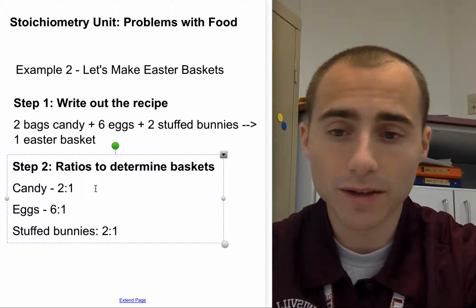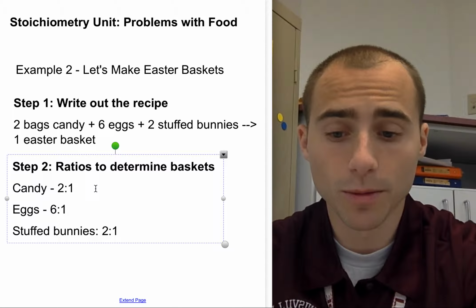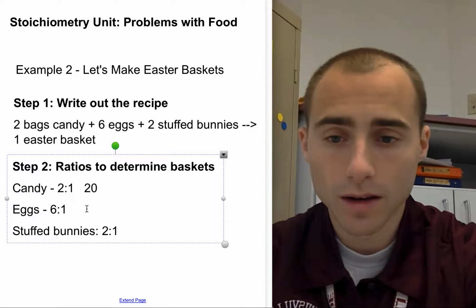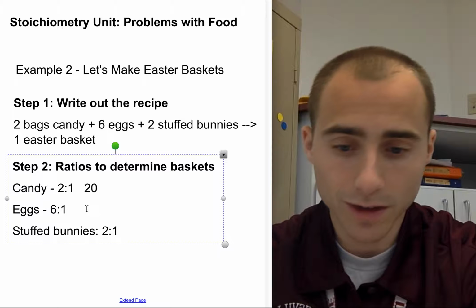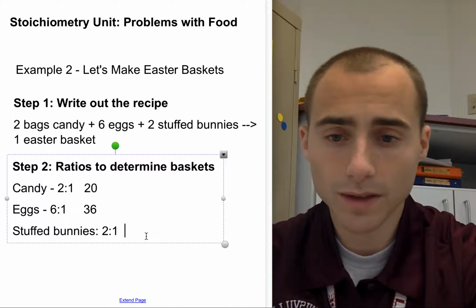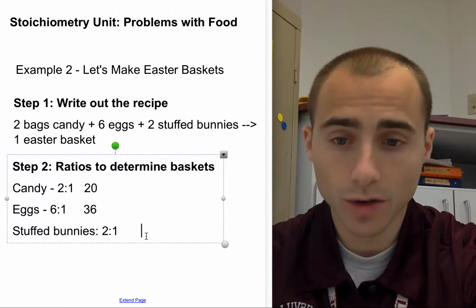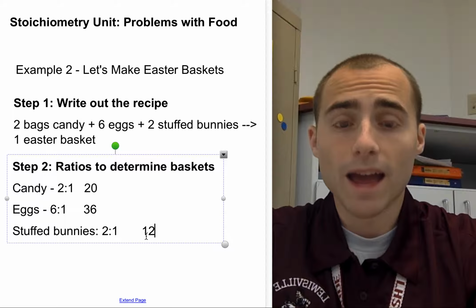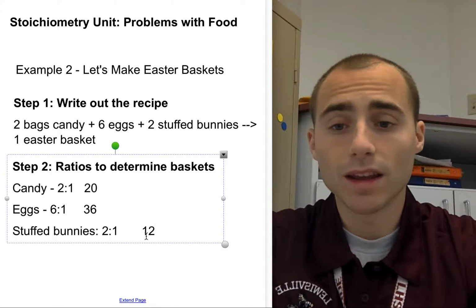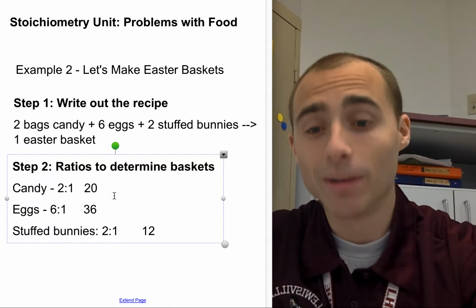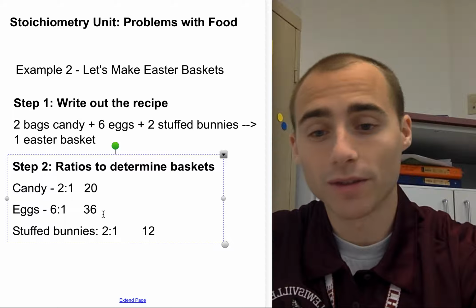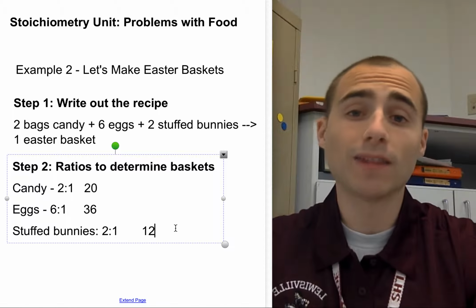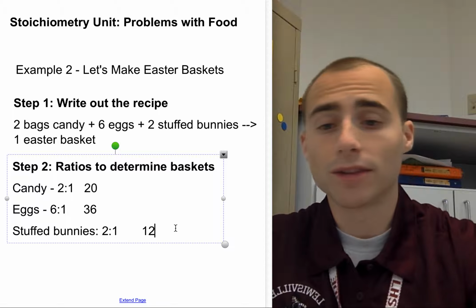Now, how many bags of candy have we actually been given? Look back at our problem. We've been given 20 bags of candy. Eggs, we've been given 36. And stuffed bunnies, we've been given 12. So now using these ratios, we need to determine how many Easter baskets we could make with 20 bags of candy, with 36 eggs, and with 12 stuffed bunnies. And whichever one makes the least, that's how many Easter baskets we can actually make.